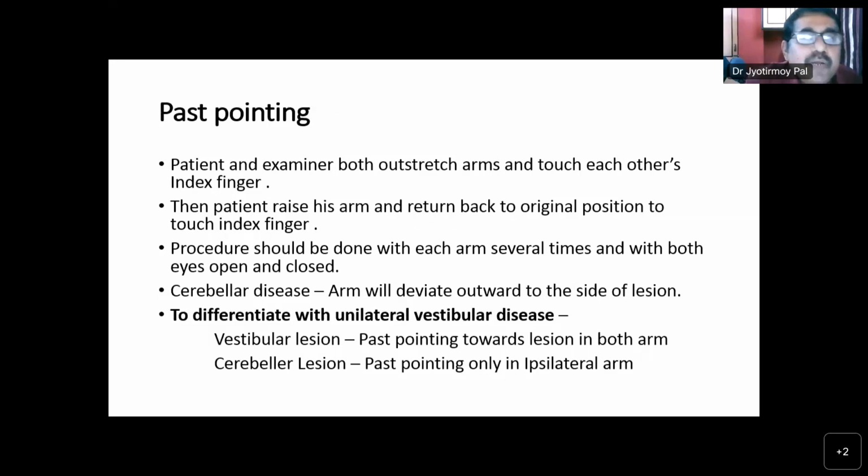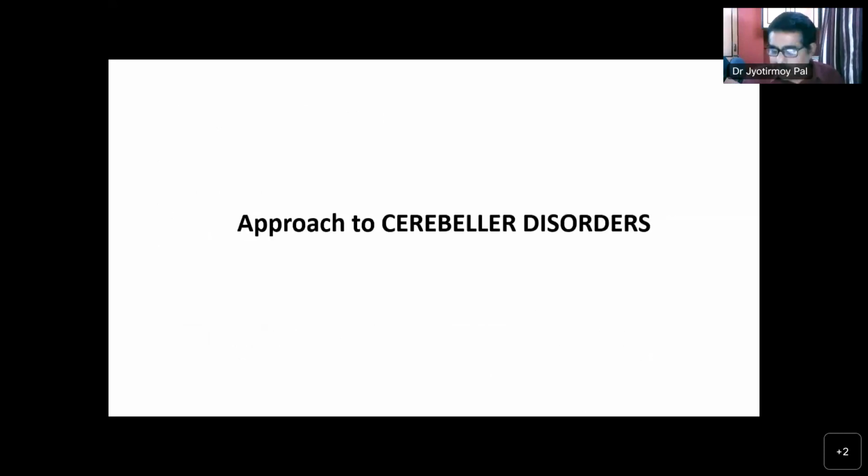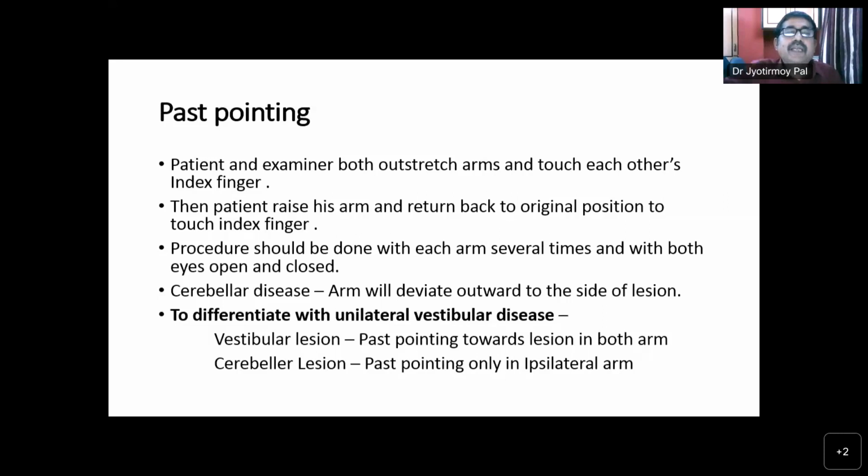Past pointing, very important. Patient and examiner both outstretch the arm and touch each other's index finger. The patient raises his arm and returns back to the original position to touch the finger. That means this is the examiner's finger. This is the patient's finger.